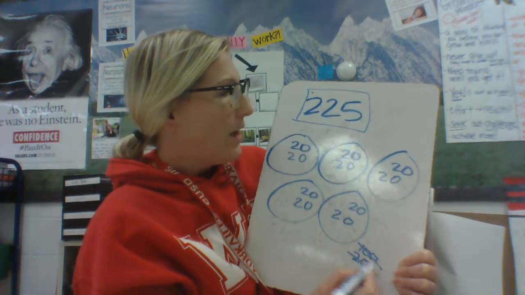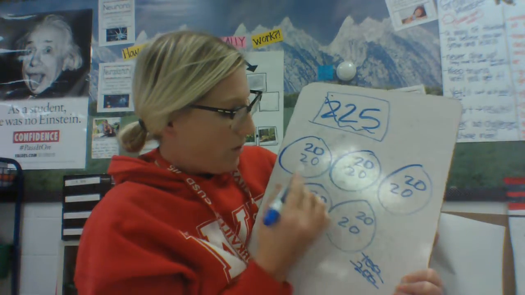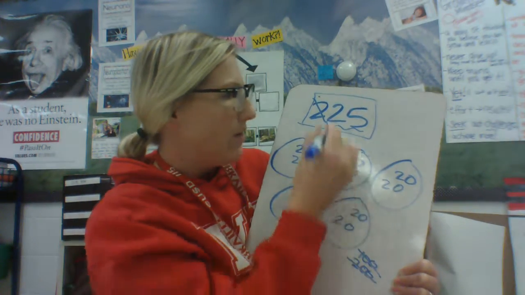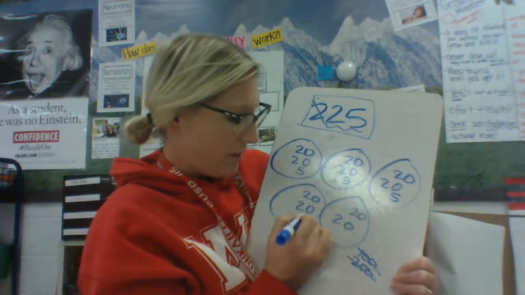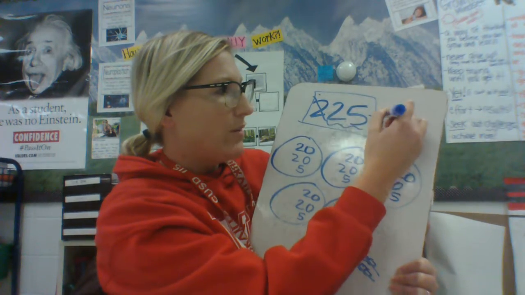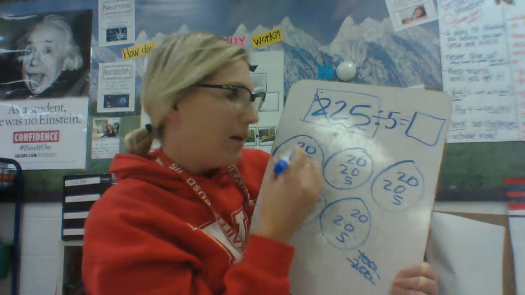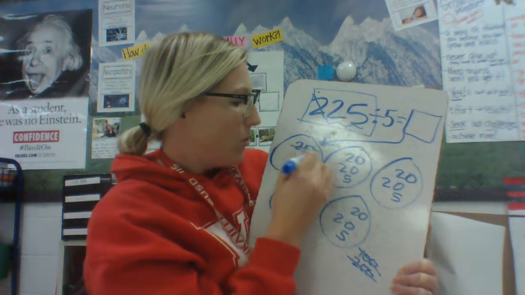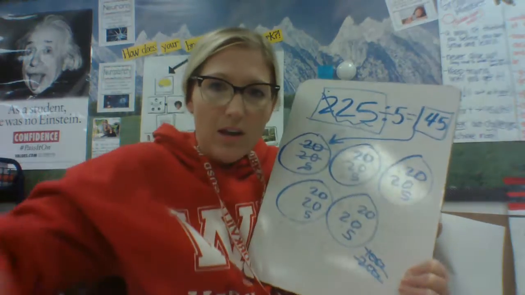So now I'm at 200. Now I only have to pass out 25 more. Well, I'm going to test counting by fives. 5, 10, 15, 20, 25. That's going to get me to the last 25 I had. And now I did 225 divided by 5, looking for how many rocks are going to be in each pile. Now my quotient, I have to just add what's in one group. So 20, 45. So there's 45 rocks in each rock pile.